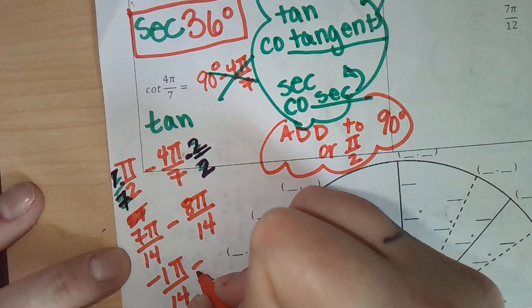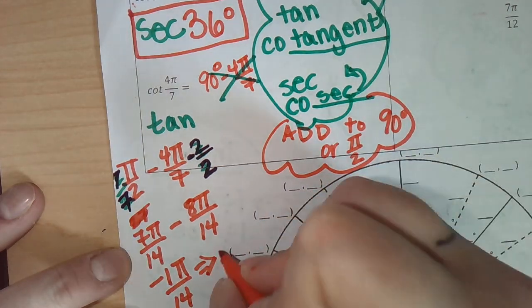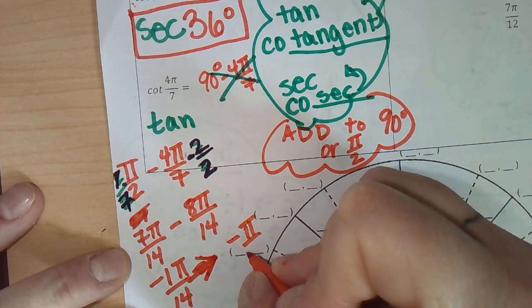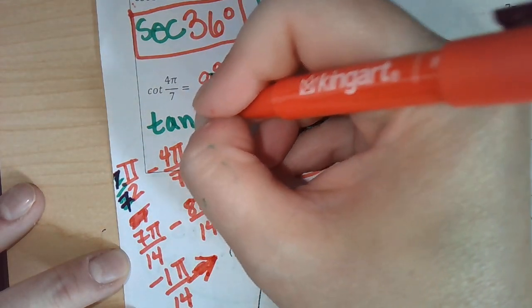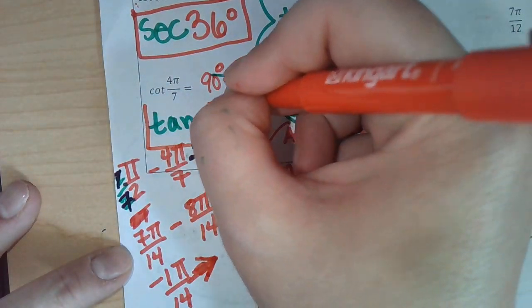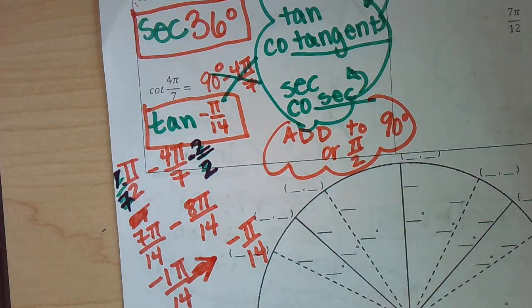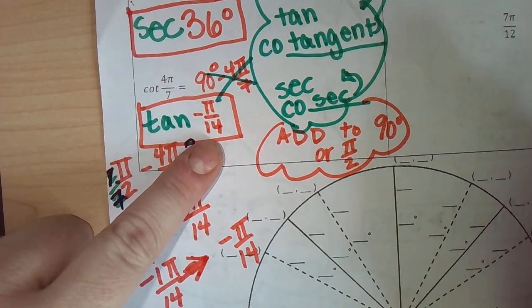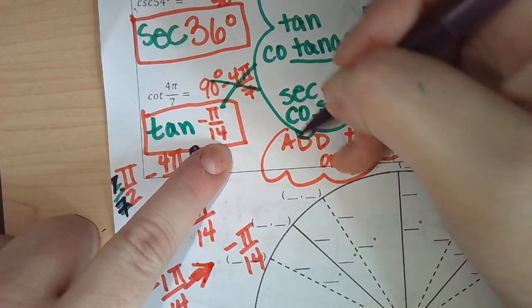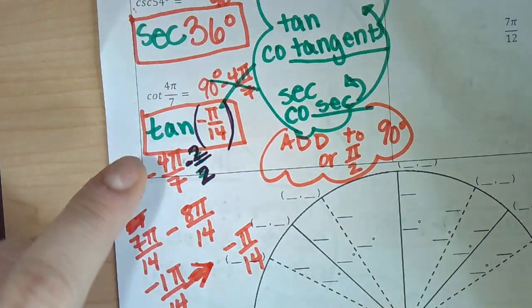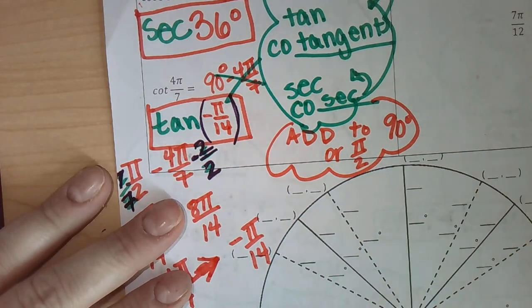But we're grown-ups now, so we're just going to put negative pi over 14. Hey, that's the cofunction. And that kind of looks like tan minus pi over 14, so sometimes people put parentheses right here just to show, but you don't have to.